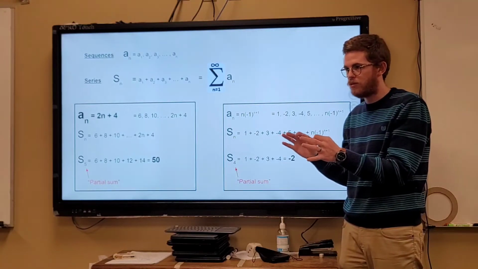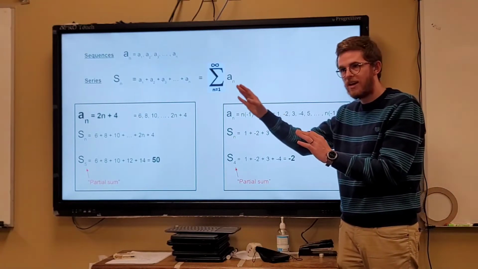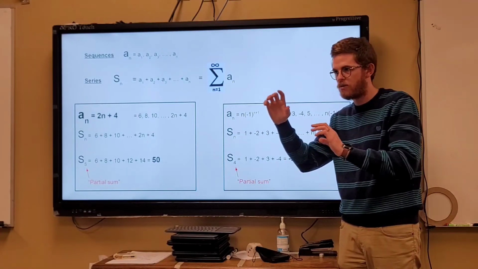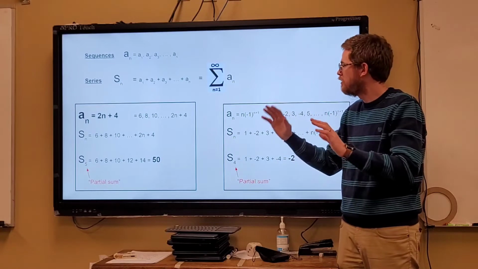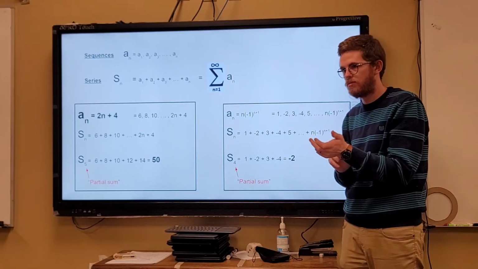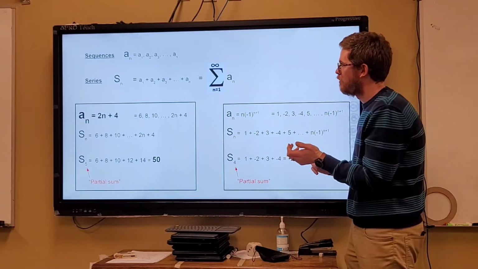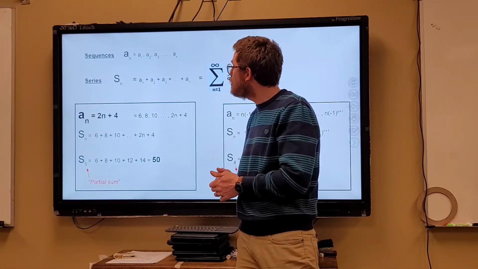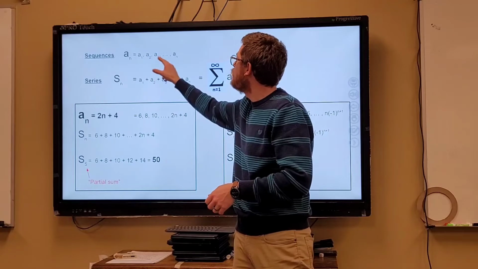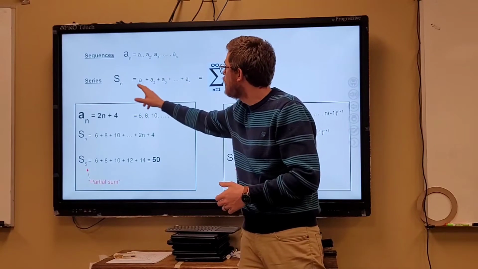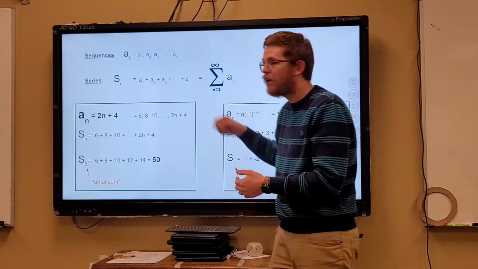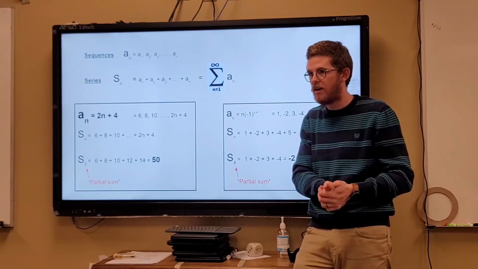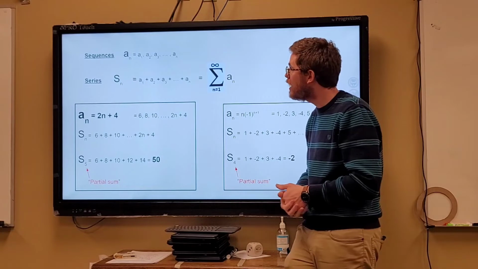It's easy to mix up the word sequence and series, so if I'm not clear, just demand that I am. But notice how we've got the terms of a sequence as A1, A2, A3 separated by commas. The terms of a series are adding along the way. So we're finding that next term, we're adding it to what we previously had. A series is adding along the way.